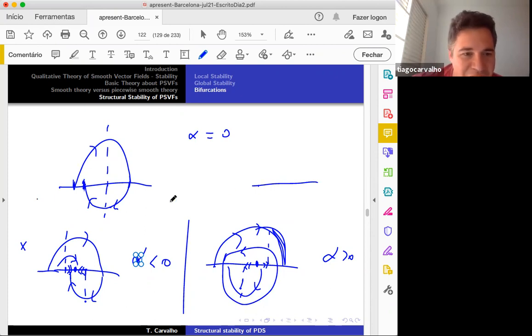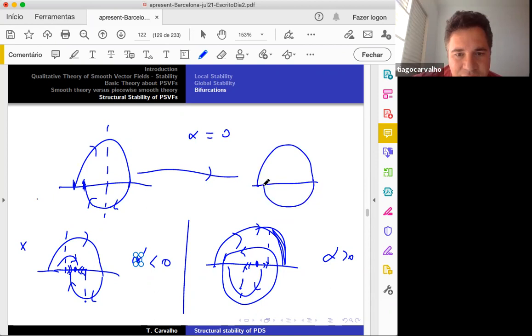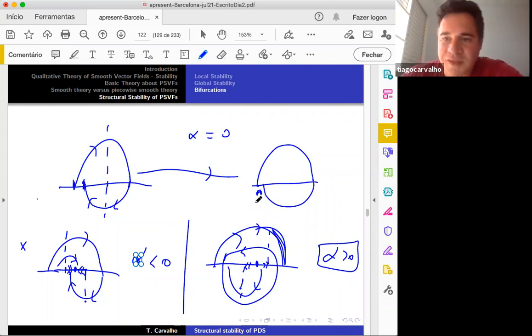I don't have so much time. Because if you look at this picture, we have a thing like this, okay? And this configuration, this distance, if we impose just a small perturbation on X, this distance also exists here for alpha positive, okay? And so we have this repulsive singularity here.